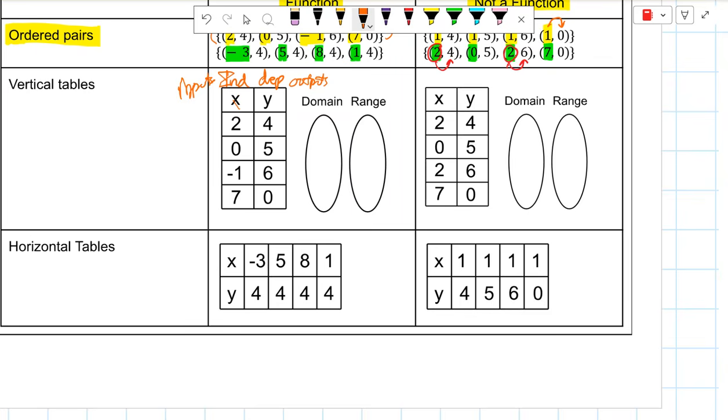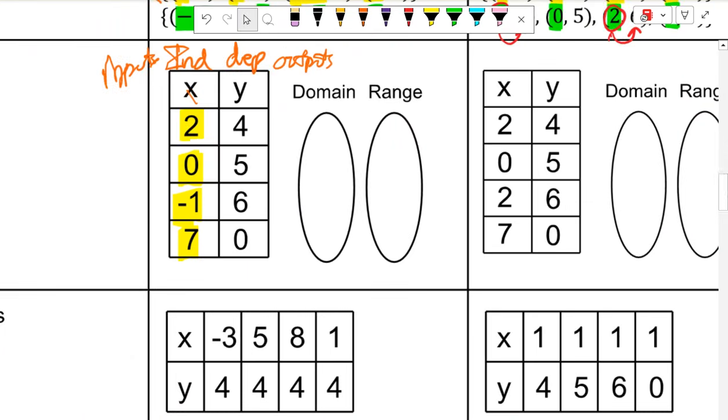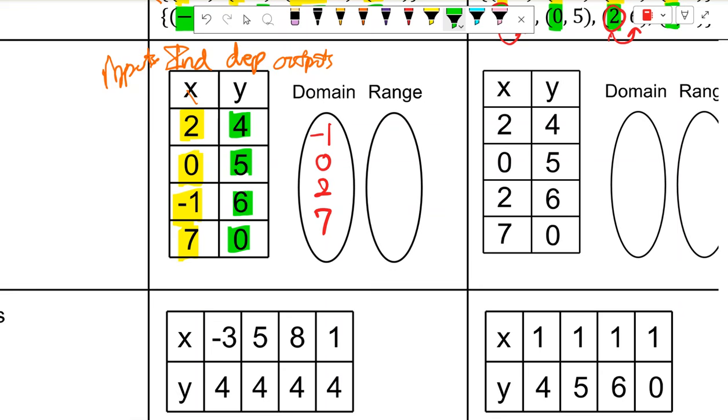All right, so let's start here. You can see that we have a 2, a 0, a -1, and a 7. So in this domain bubble, we're going to put them in order from least to greatest, as we learned in Unit 1. So we're going to put -1 at the top, then a 0, 2, and 7. Then we're going to list our ranges. That's going to be 0, 4, 5, and 6 in order from least to greatest.